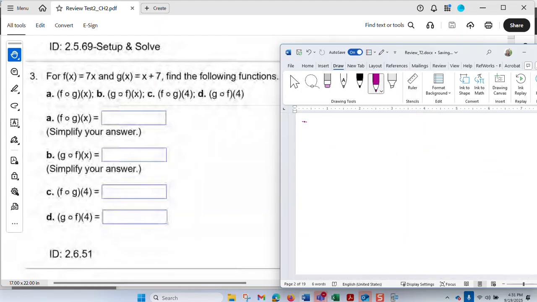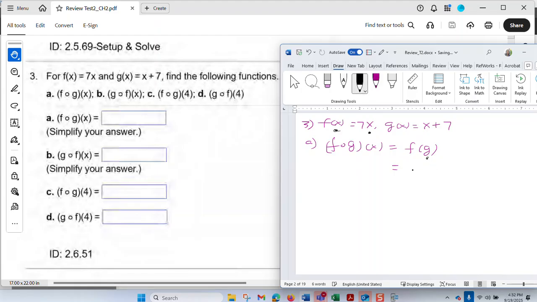Number 3, we have f of x equal to 7x, g of x is x plus 7, right? And I want to find part A here, which is f composite g of x. We said earlier that f will be the outer, g will be the inner. I'm going to do the second way, probably even easier. In my f function, I replace x by g.